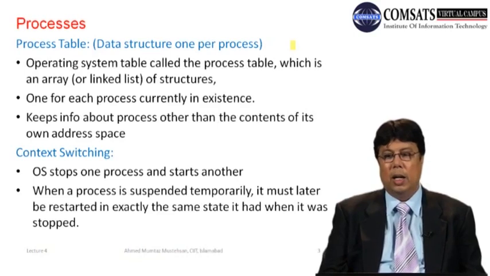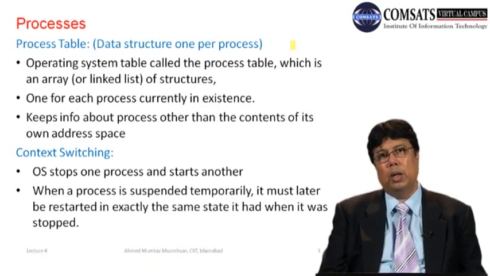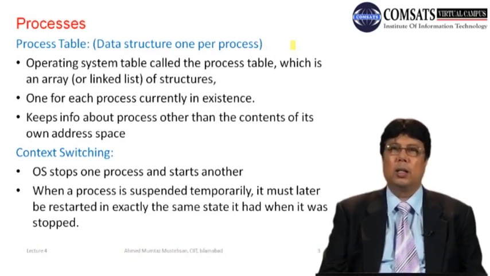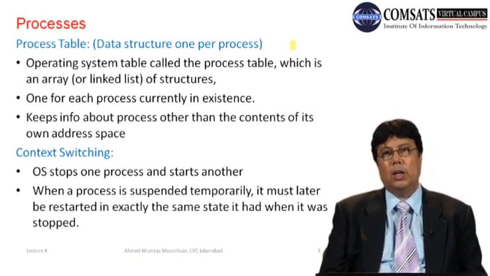So the operating system table called the process table, which could be an array structure or a linked list structure, is maintained to keep the relevant information, which we discussed a little while ago: registers and all related information that is to be saved somewhere. That place, that data structure, we call the process table. It contains at least one entry per process which are in existence, not which are executing.